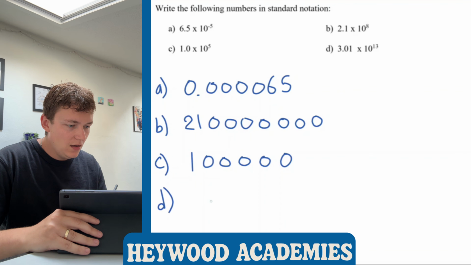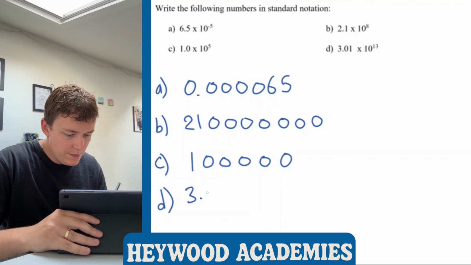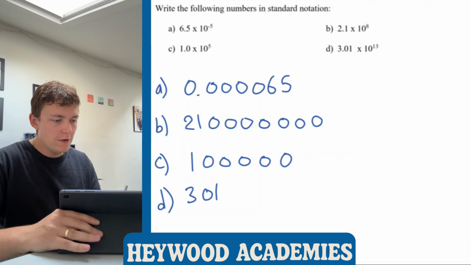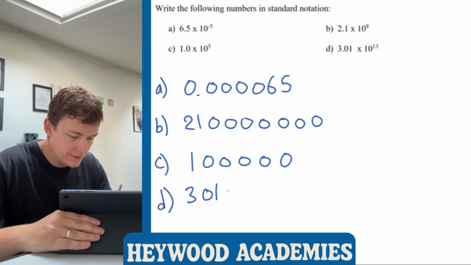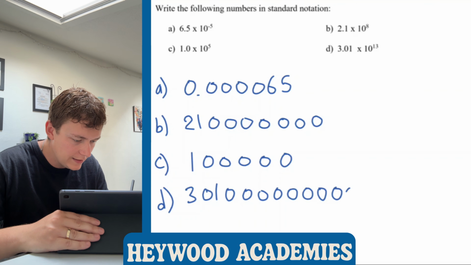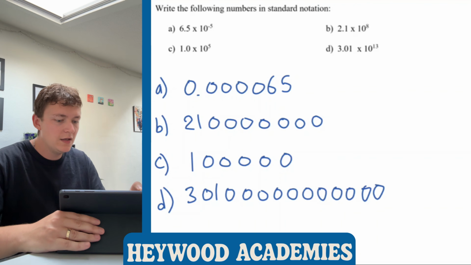D, this one's going to be huge, but kind of using the same logic here, I'm going to go 3.01, sorry, we're going to go 301, and we've already moved over 2 decimal places, so we've got 11 more to go, so that means we need 11 zeros. 1, 2, 3, 4, 5, 6, 7, 8, 9, 10, 11.